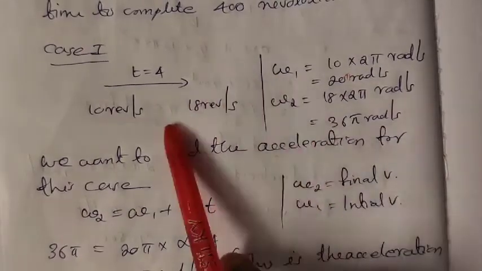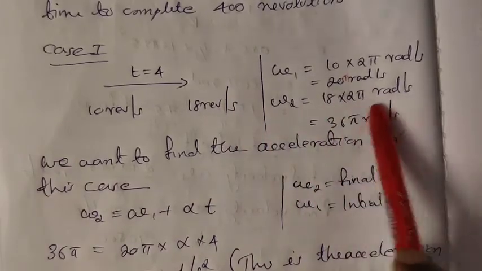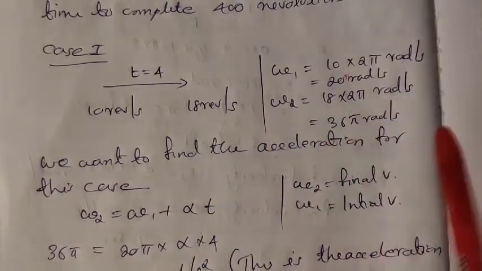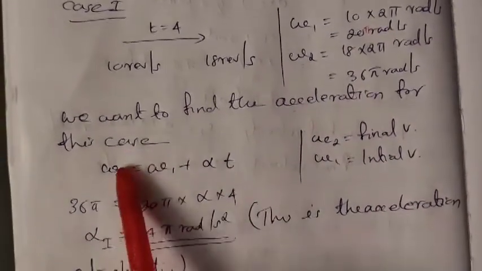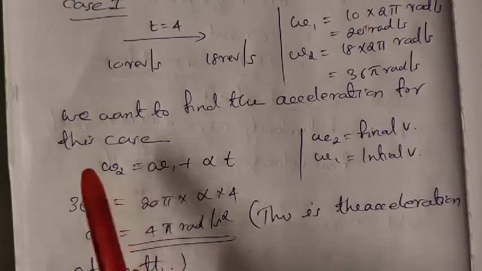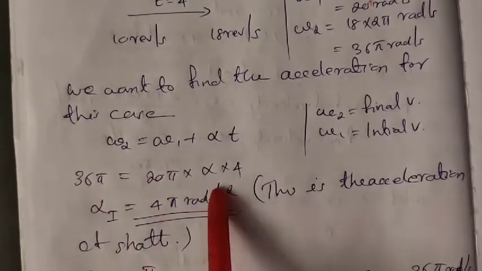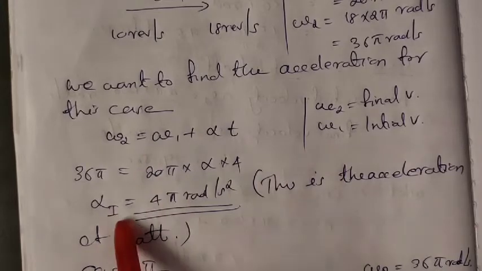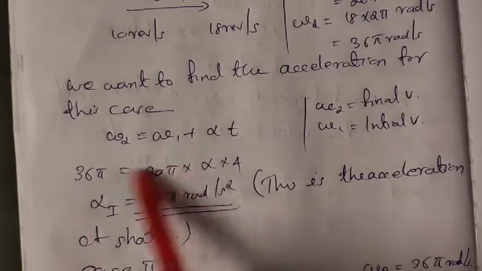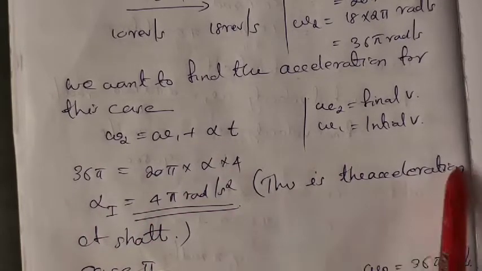Then the final velocity is 18, converting that gives 18 into 2 pi, so 36 pi. Now we want to get the acceleration. Using final velocity equals initial velocity plus acceleration into t, we substitute the values and identify the alpha value. For case 1, alpha 1 comes out to 4 pi radians per second squared. This is the acceleration of the shaft.